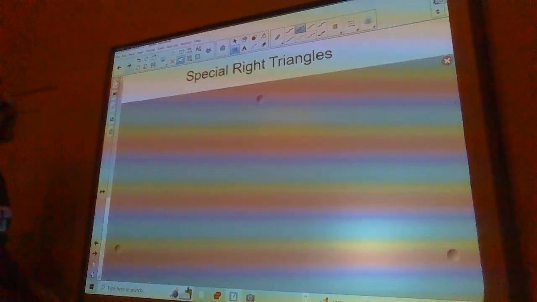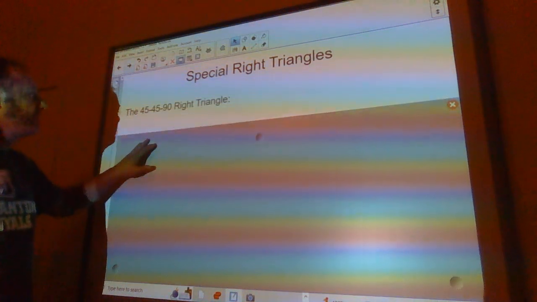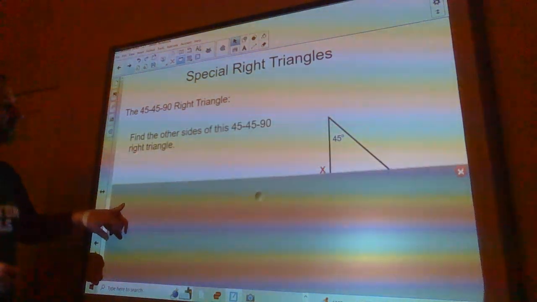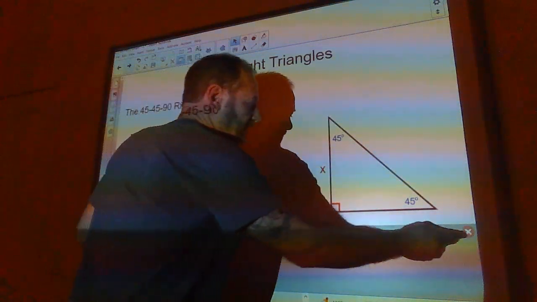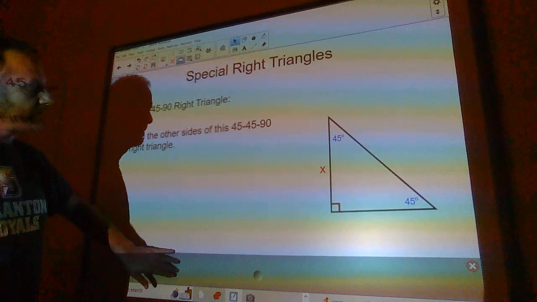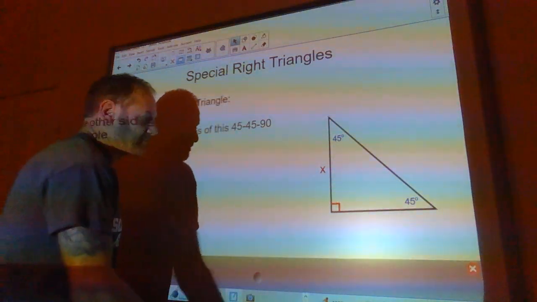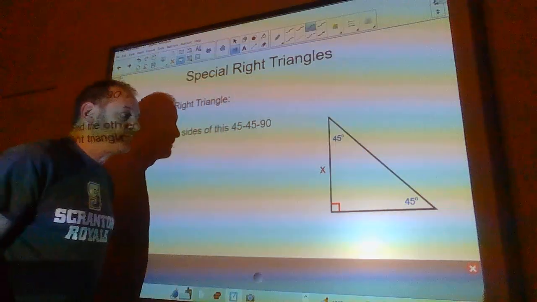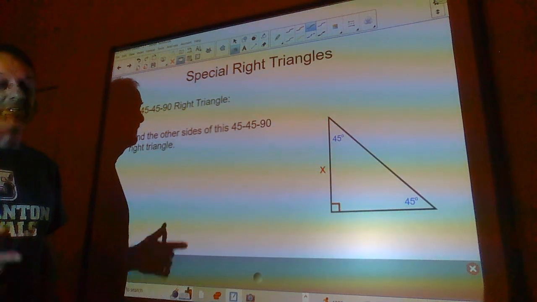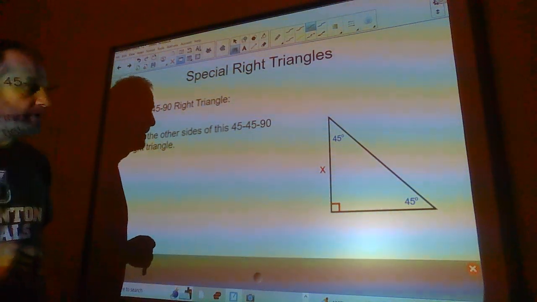All right, so let's talk about a couple of special right triangles. The first one is the 45, 45, 90 right triangle. Okay, so it looks like this. It's actually an isosceles triangle. So the reason it's special is because instead of needing 2 sides to find the third side, I only need to know one side, and I can find the other 2 sides.